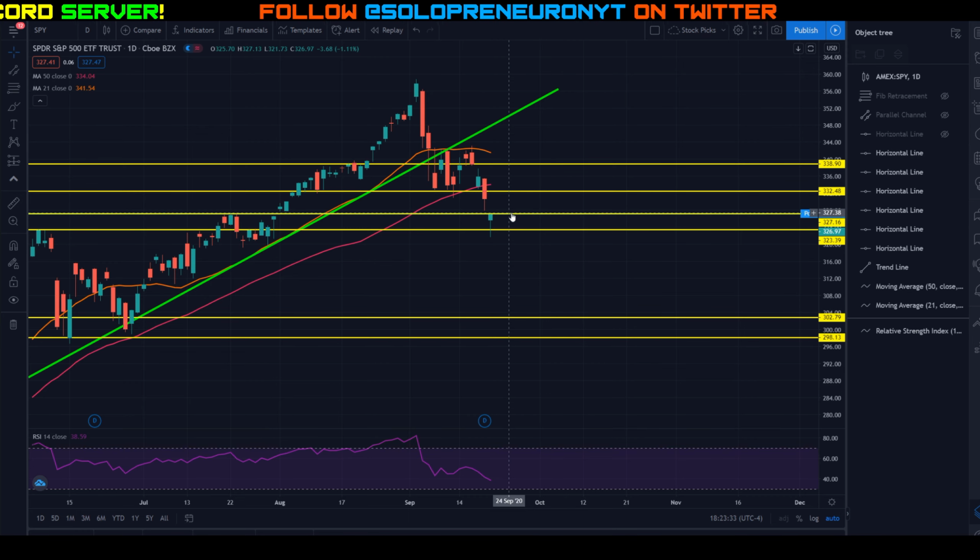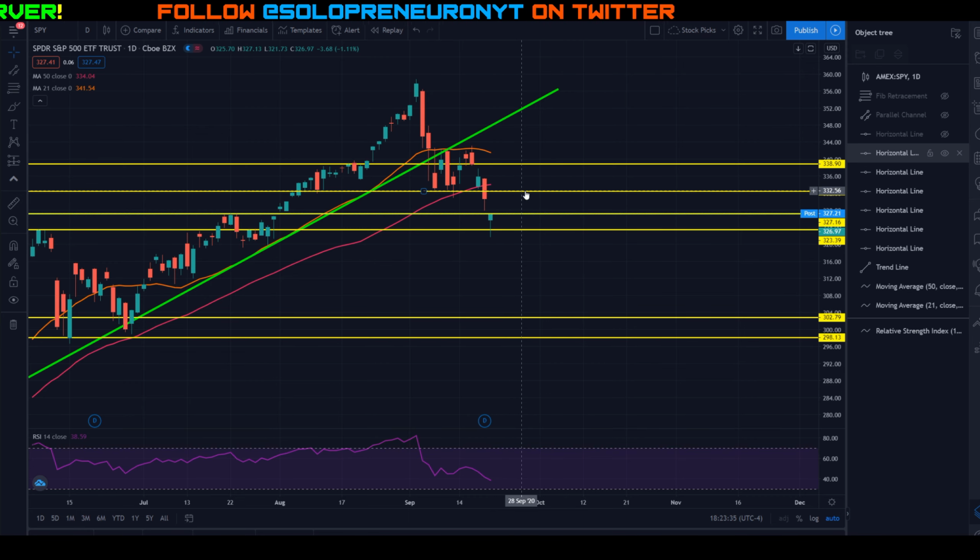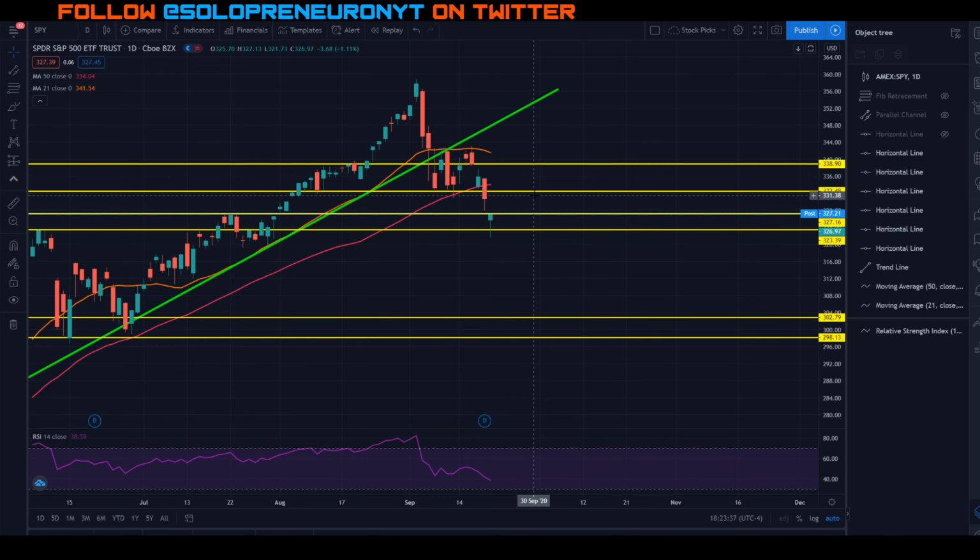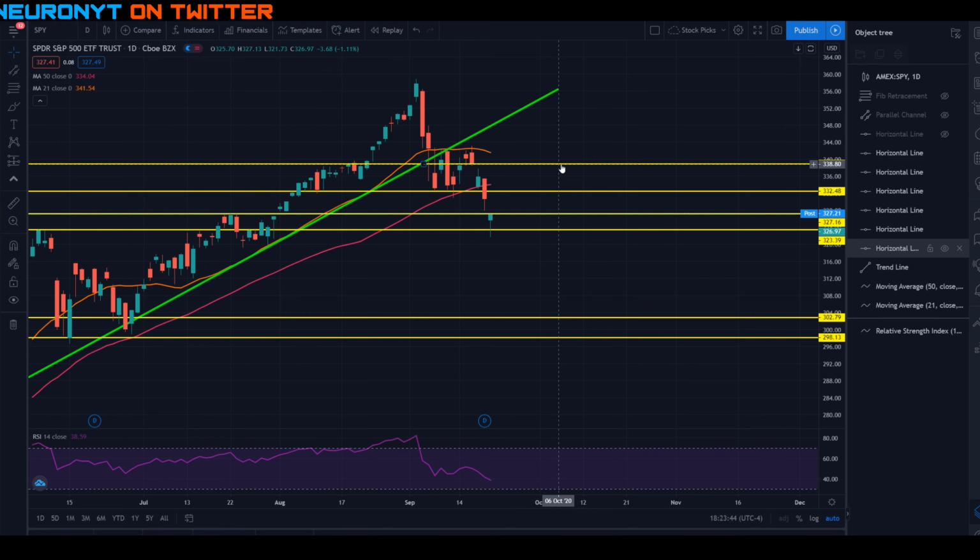So we might actually be trading between 327 and 332 within $5 here, and not the $10 wide gap, like I said earlier, between 327 and, let's say, 337, 338. We'll have to wait and see.